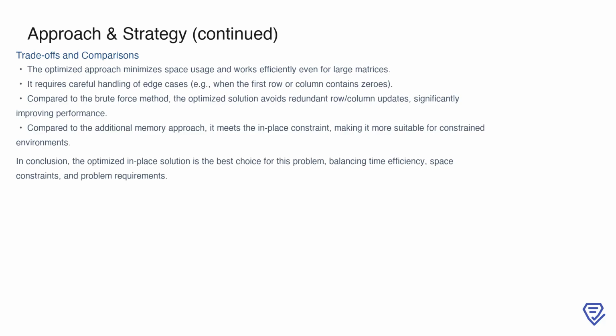However, it requires careful handling of edge cases, such as when the first row or column contains zeros, to ensure the solution works correctly without disrupting the process. Overall, this approach is the best choice as it balances time efficiency, space constraints, and problem requirements, making it a robust and practical solution for the set matrix zeros problem.